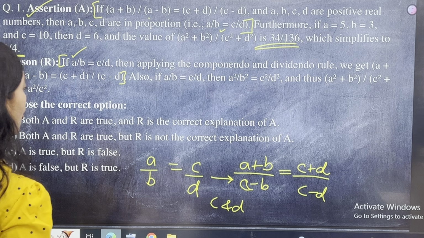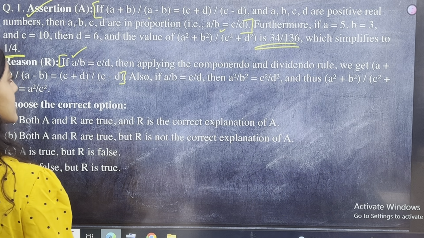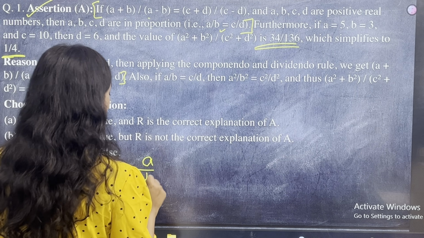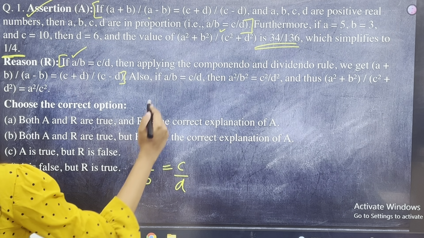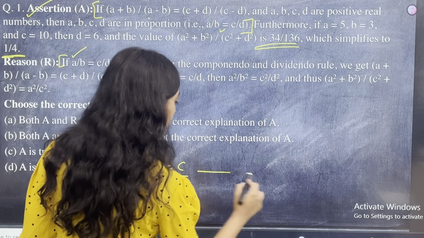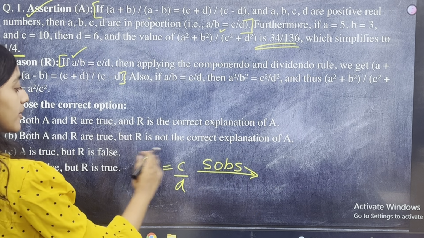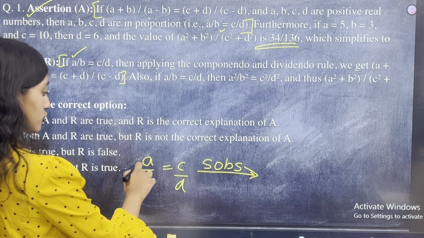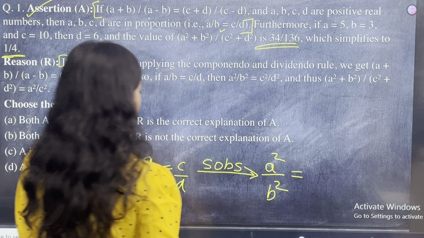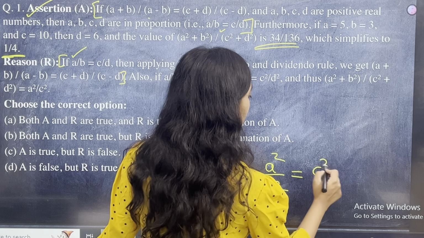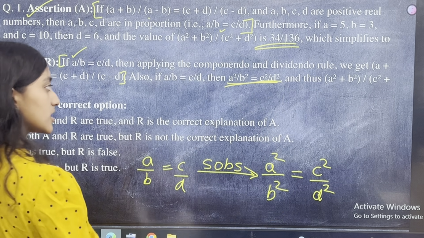Okay, next part. Also, if A by B is equal to C by D, then A square by B square is equal to C square by D square. Can we prove this? Yes. When you do squaring on both sides, SOBS is squaring on both sides, we are squaring it on both sides. So A square by B square is equal to C square by D square. Isn't this what they have mentioned here? Yes. So this part is also correct.